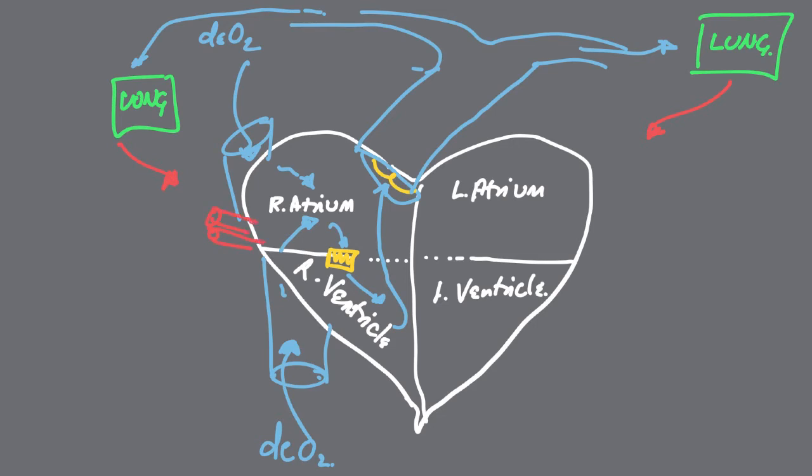The pulmonary veins, two sets of them, enter the left atrium. From there, the blood passes through the bicuspid valve and enters the left ventricle, from where it is pumped into the aorta. The aorta takes the oxygenated blood to all parts of the body.